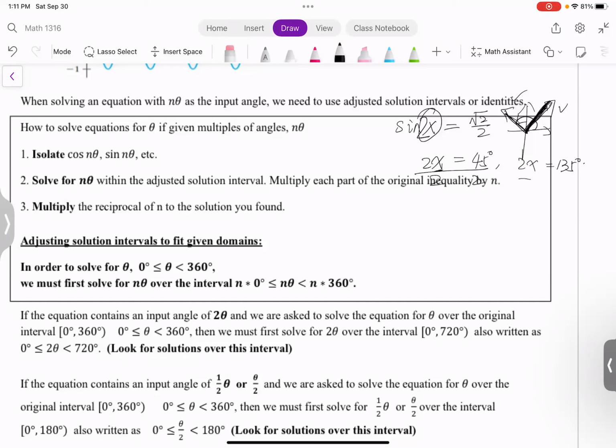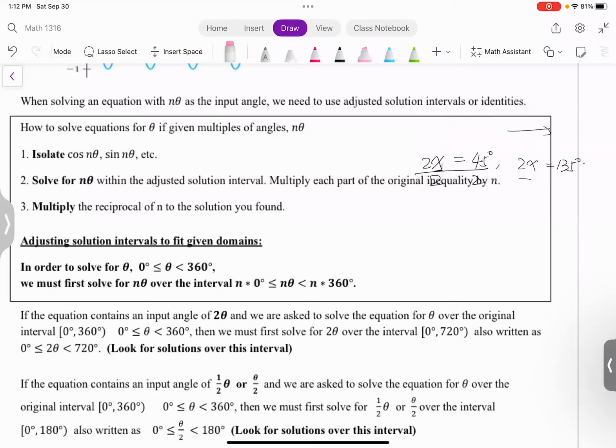We also need to be careful about the interval. That means first we solve for 2x, so we solve for n theta first. And the last step is to solve for theta, because we have n theta solved. We need to get rid of the n. What should I do? Multiply by 1 over n, the reciprocal of n, or you say divide by n. The n is canceled, and I can solve for theta.